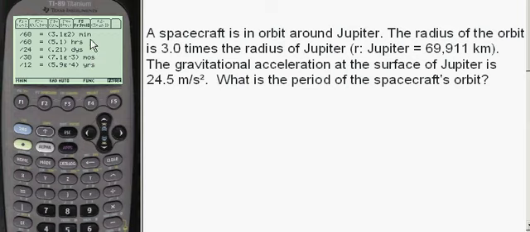And then I divide down here. You can get minutes, hours, days, months, or years. Well, here's 0.21 days, or 5 hours. That's how long it takes this satellite spacecraft to go around Jupiter. That's really traveling fast because Jupiter's a huge, huge planet.